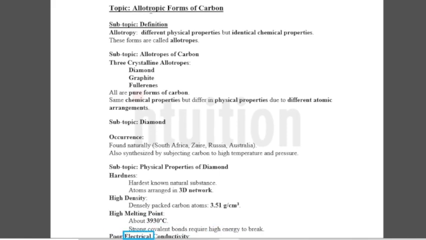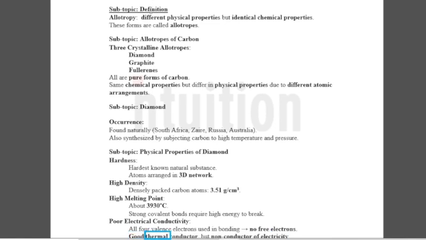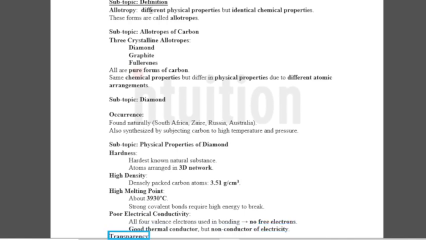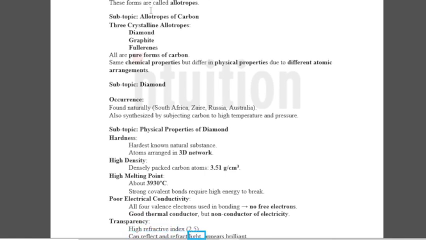Poor electrical conductivity: all 4 valence electrons are used in bonding, so there are no free electrons. It is a good thermal conductor, but a non-conductor of electricity. Transparency: high refractive index, 2.5. It can reflect and refract light, so it appears brilliant.